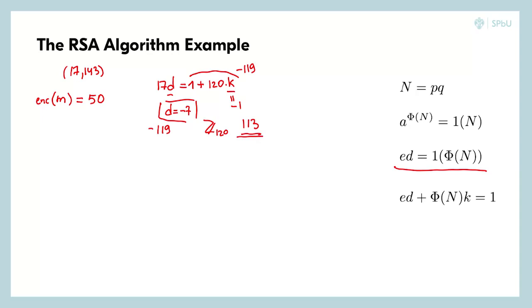So to decode the message, we have to raise 50 in the power 113 modulo 143. And for those of you who are not lazy enough, I would recommend it as a good exercise to prove by your own hands that it equals to 7, our original message.